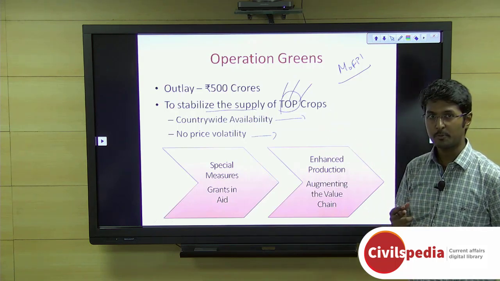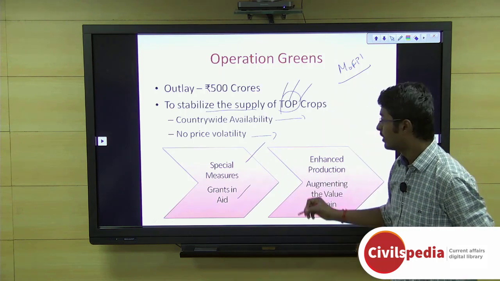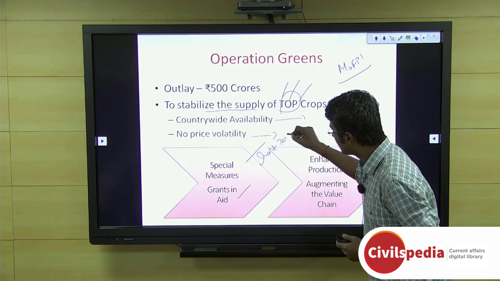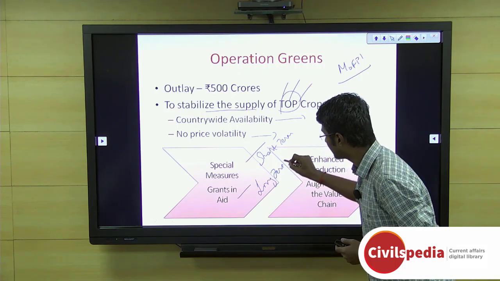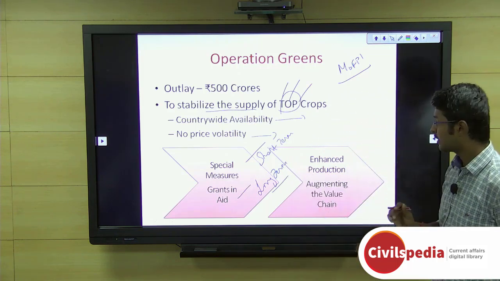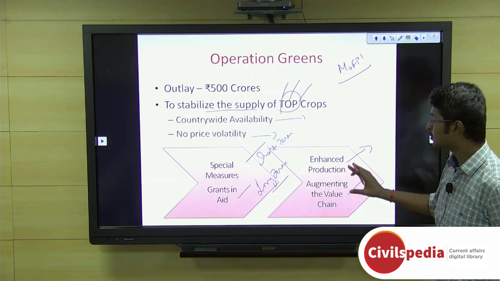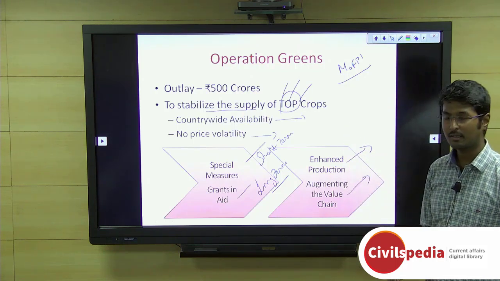So they have proposed two measures. One is the special measures and the next is the grant in aid. So this is a short-term measure, and this is a long-term measure by providing grant in aids. So what is the desired output? It is to enhance the production of these TOP crops and augment the value chain.